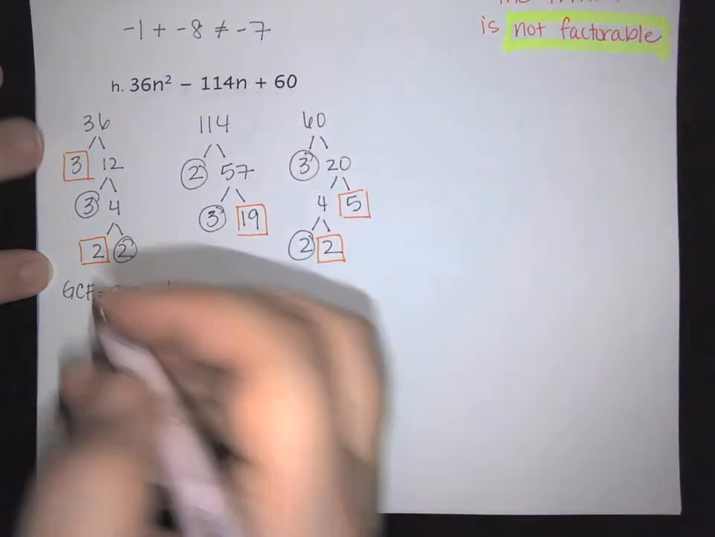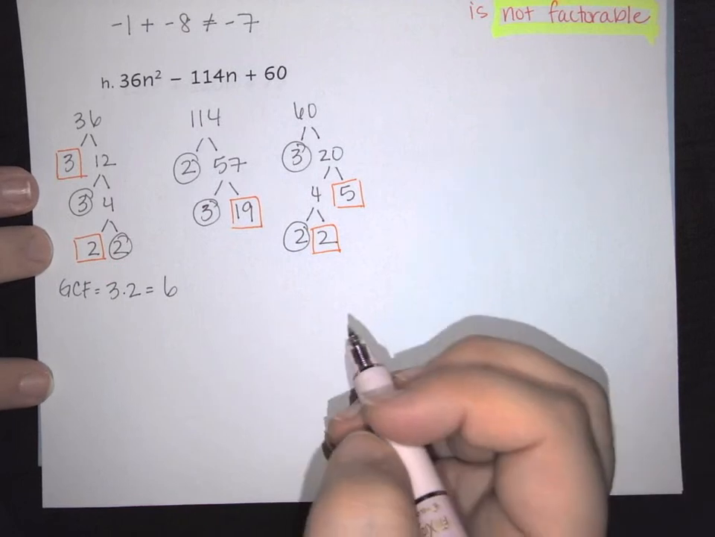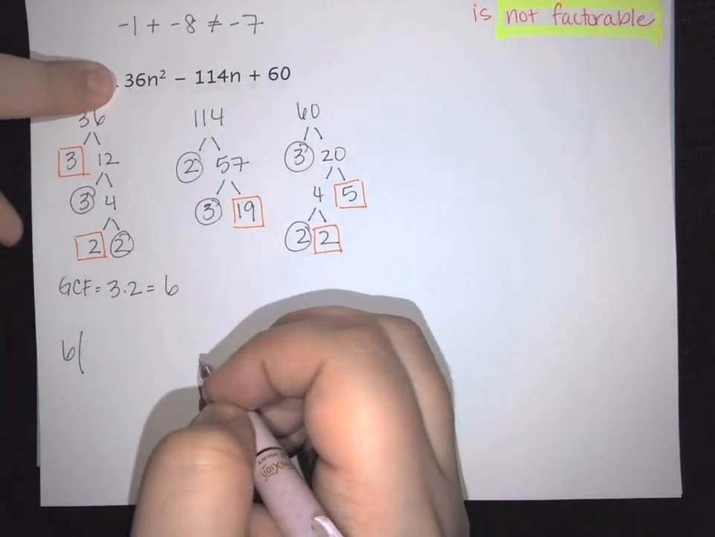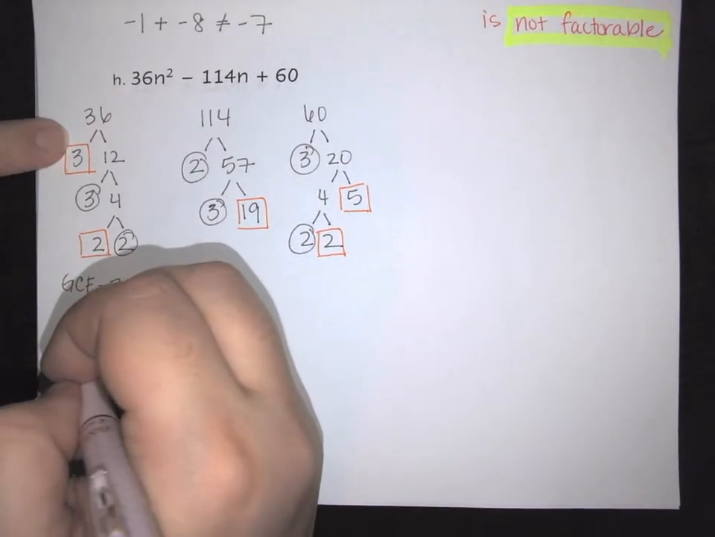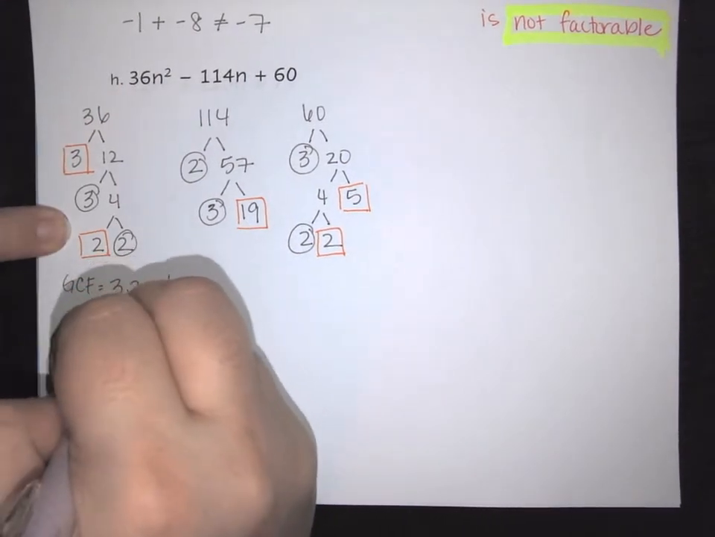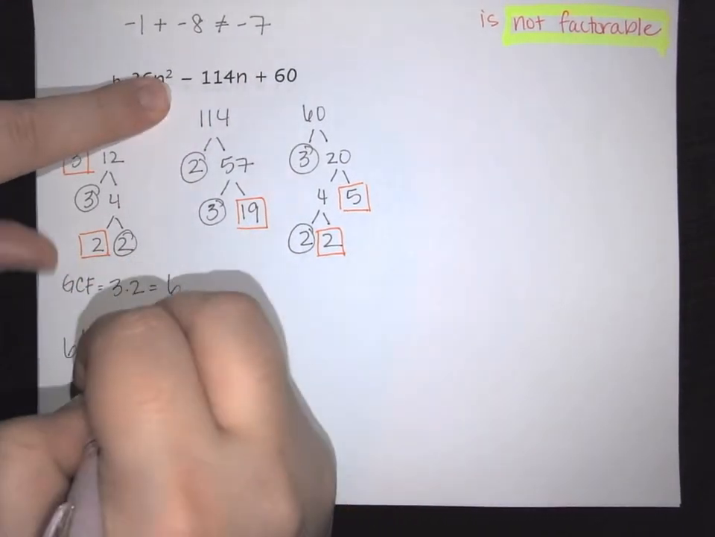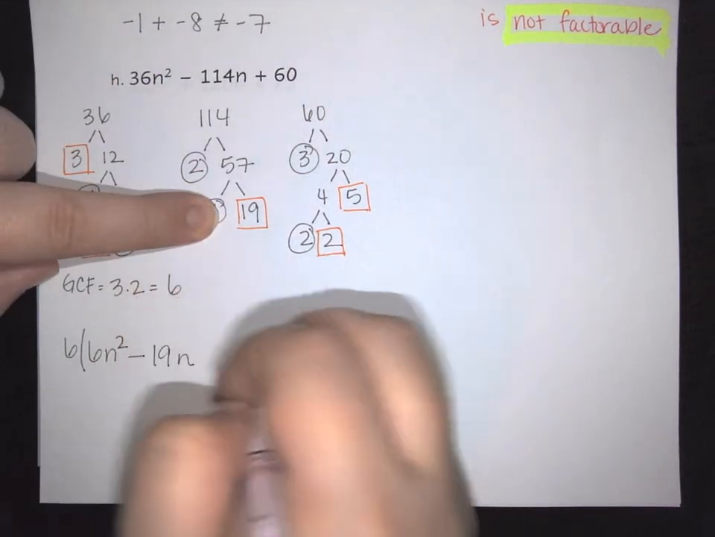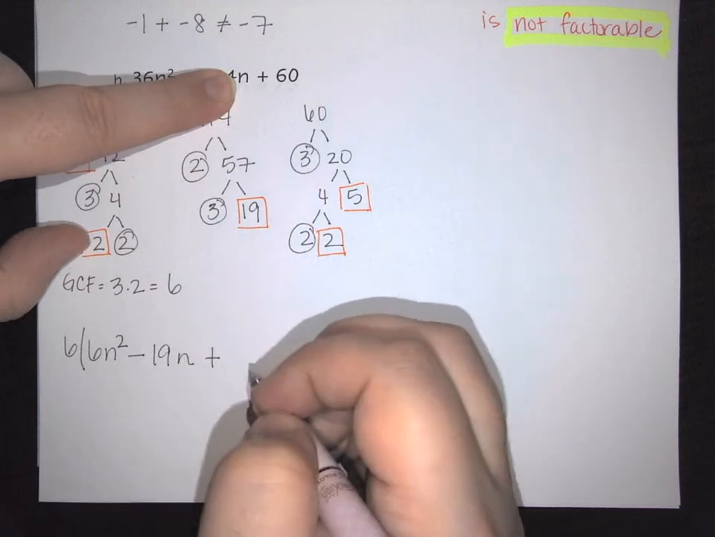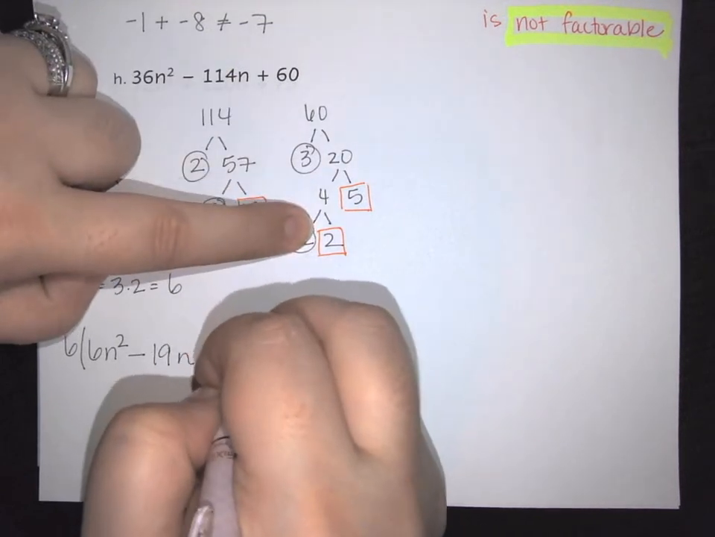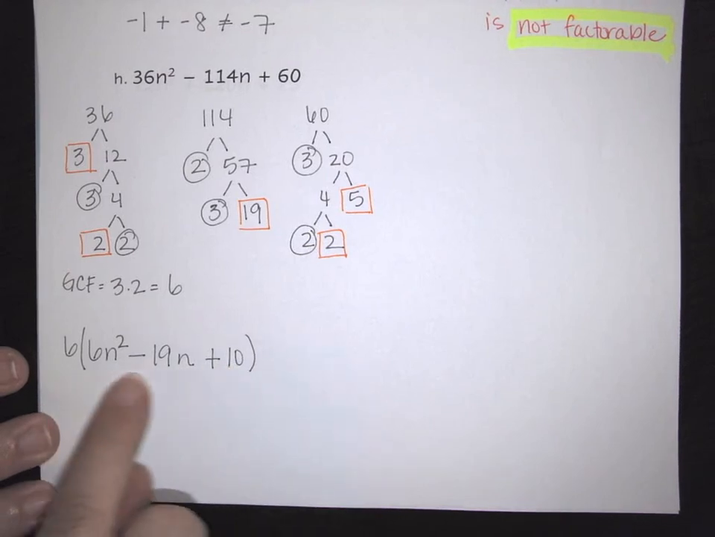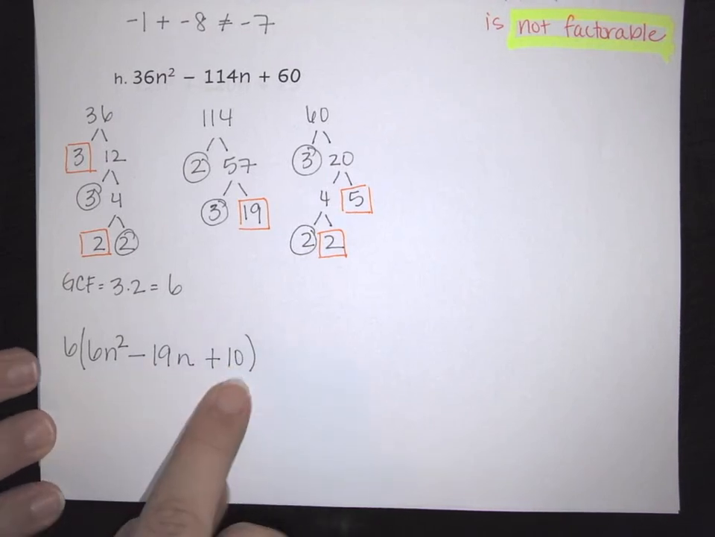So what I have to do is draw out my new factor. Here the 6 pulls out, and what's left? 3 times 2, which is 6, n squared. My sign is negative. What's left? 19n. My sign is positive, and what's left? 10. Once you figure it out, now we need to see if we can factor this again.